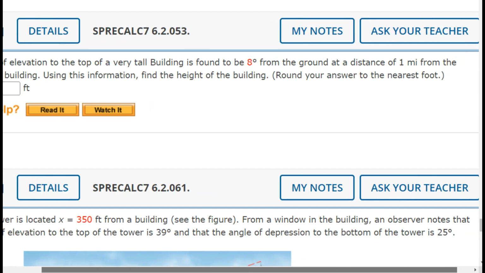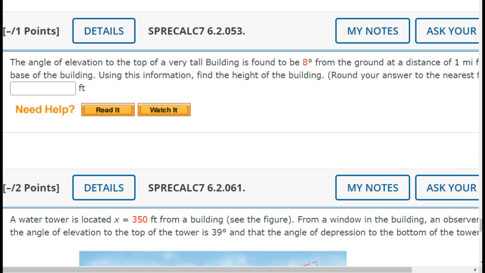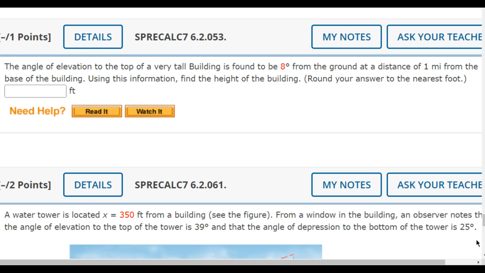See what else we got happening here. The angle of elevation from the top of a very tall building is found to be 8 degrees. From the ground at a distance of 1 mile from the base of the building. Okay. I'm making a drawing. Using this information, find the height of the building. No sweat.